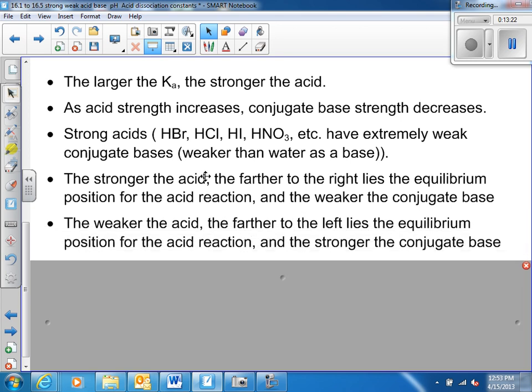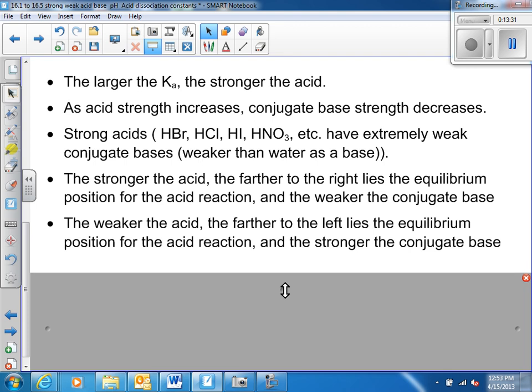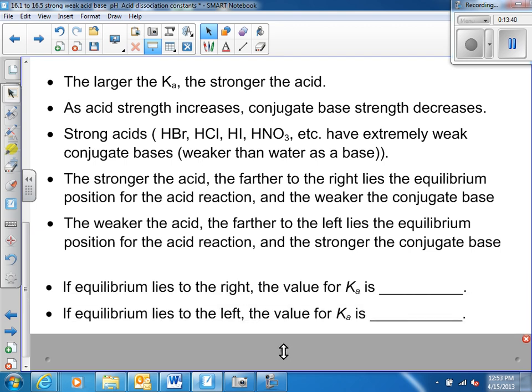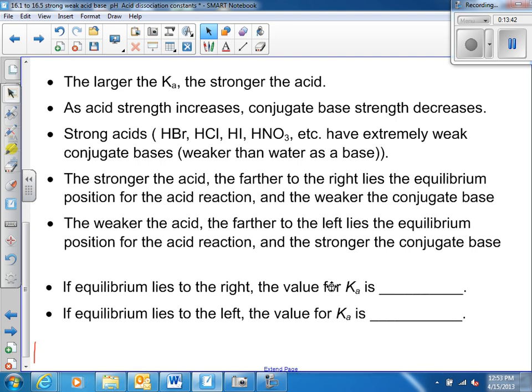Okay, so stronger acids, equilibrium lies farther to the right. Weaker acids, equilibrium lies further to the left. Not all the way to the left. It depends on the K, of course. If you have a really small K, equilibrium lies almost all the way to the left. Large K, almost all the way to the right. All right, so you want to fill these in. If equilibrium lies to the right, is the value of K large or small? And if equilibrium lies to the left, is the value for Ka large or small? I'm going to write these in, and there are your answers. Okay.